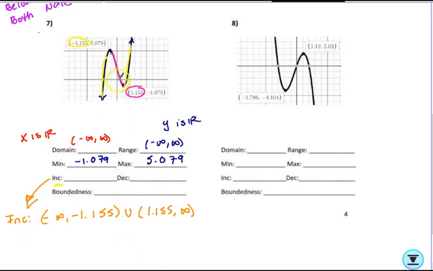Decreasing, the decreasing interval is this middle section. And in this middle section, the interval is negative 1.155 to positive 1.155. For boundedness, our range is all real numbers. So that's not bounded at all. There's no stopping point. That's not bounded. All right, last one. Try number 8.